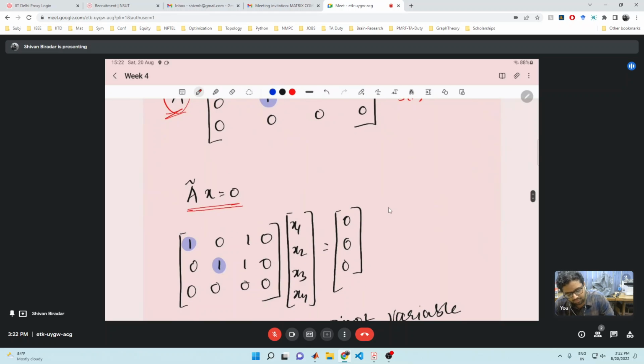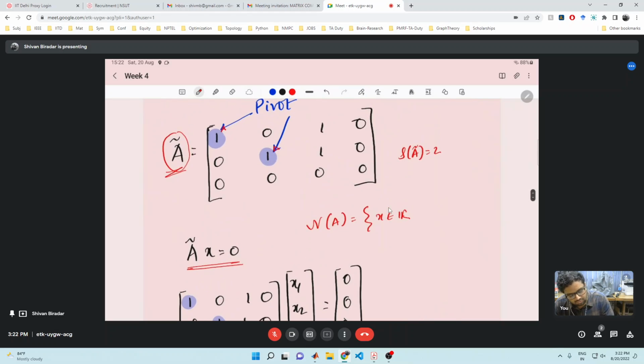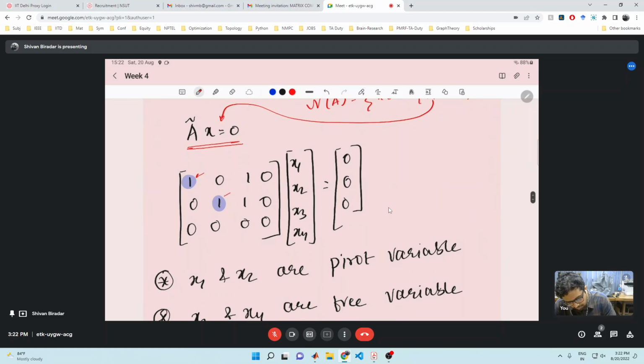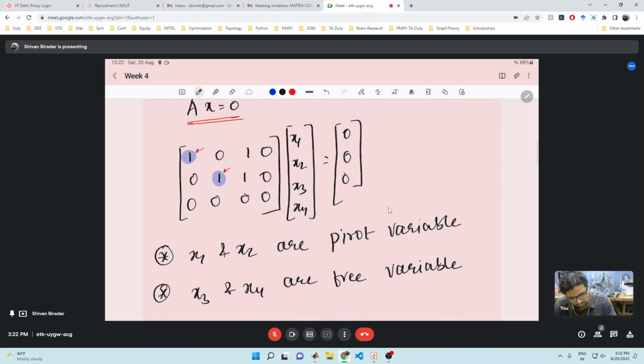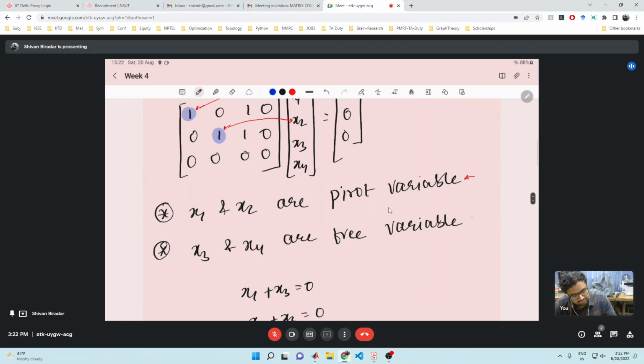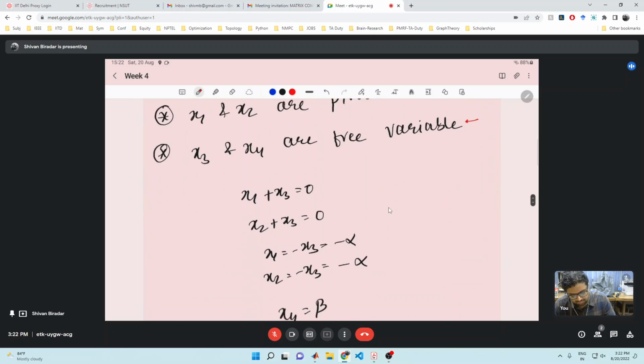So for calculating the null space, remember the null space of A is the set of all x belonging to R4 such that Ax is equal to 0. You do the same thing here. You use this here. These are your pivots, and corresponding to these pivots, x1 and x2 are your pivot variables, and x3 and x4 are your free variables.